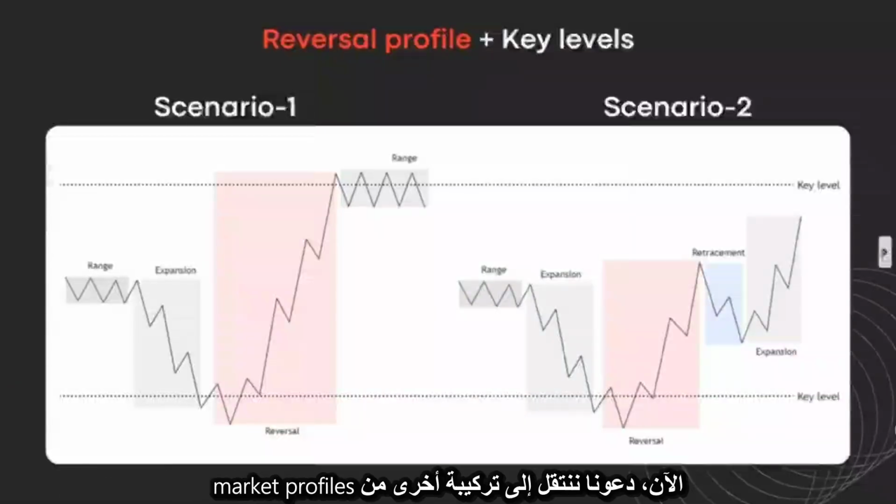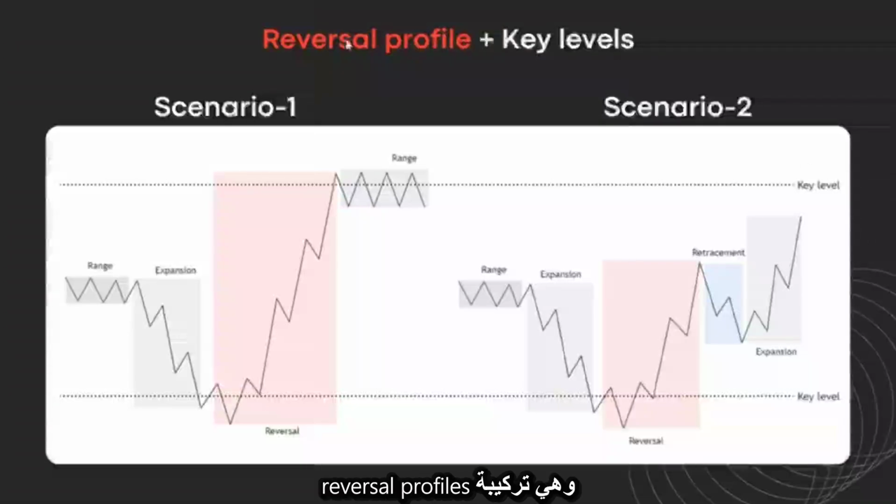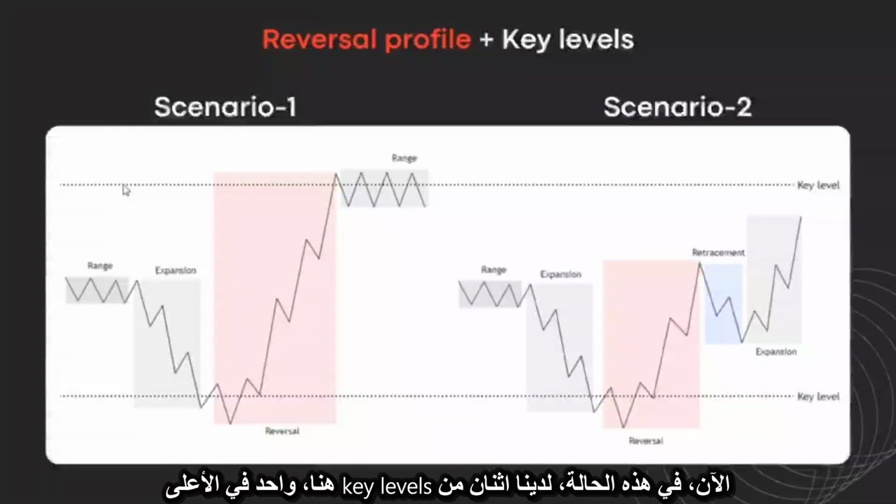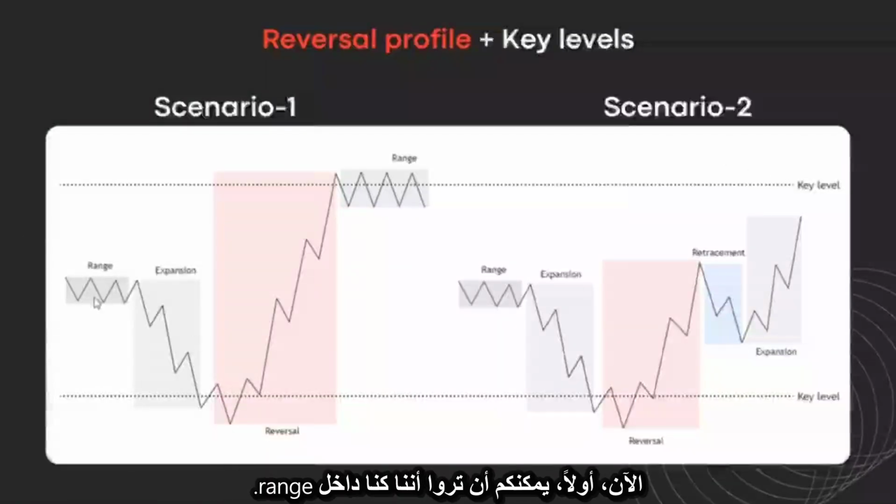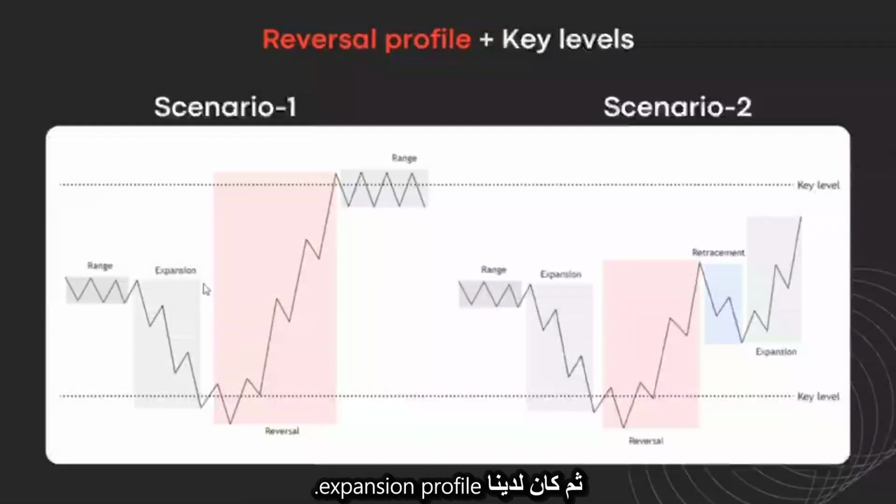Now let's move on to another combination of market profiles and key levels, and that is the combination of reversal profiles and key levels, right? In this case we've got two key levels right here, one above and one below. First of all, you can see that we were inside of our range, and then we had an expansion profile, and that expansion profile tested a key level. So we're going to expect and anticipate a reversal profile straight away.